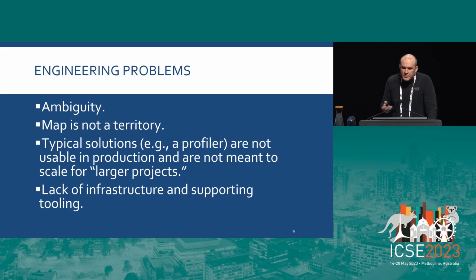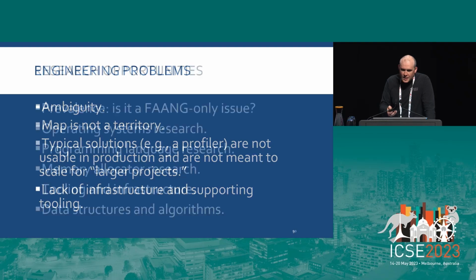Second thing, the map is not the territory. The typical way to do performance engineering is you measure something in the lab, you have your benchmarks, then it goes to production, and everything is different. Typical solutions are profilers; we used to call them toys. They're fine for most applications, but try to make something work with Windows or WhatsApp or Instagram or whatnot. Lack of infrastructure and supporting tooling. So as you can see, there's tons of stuff to work on from an engineering point of view.